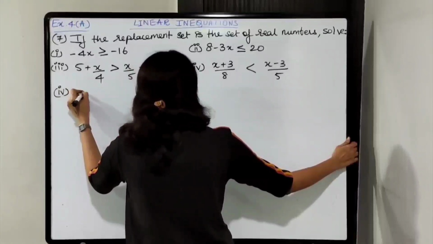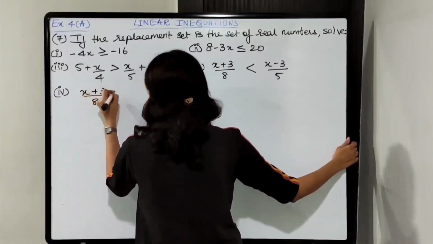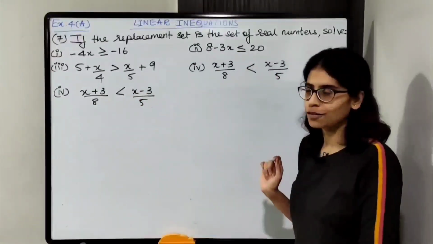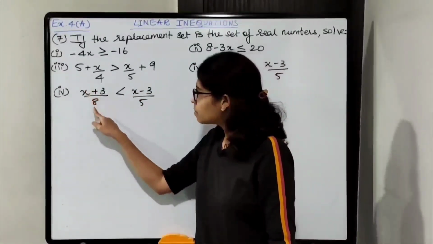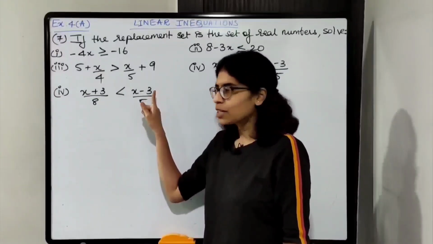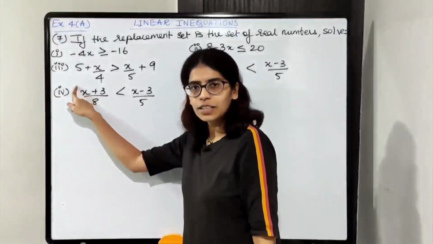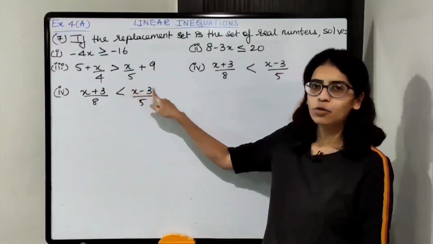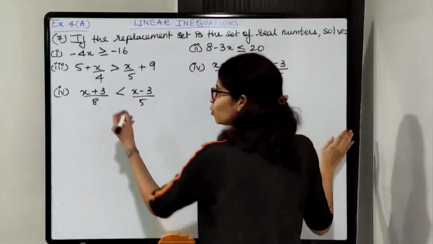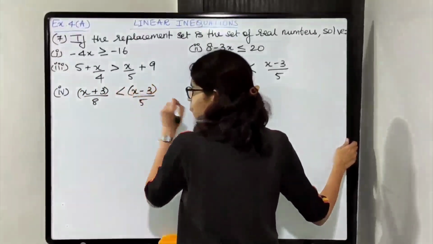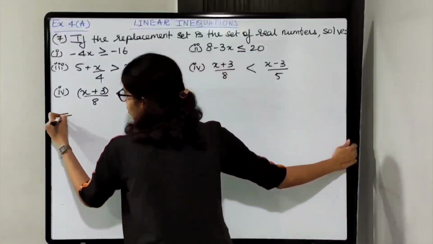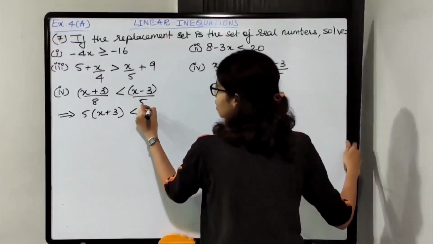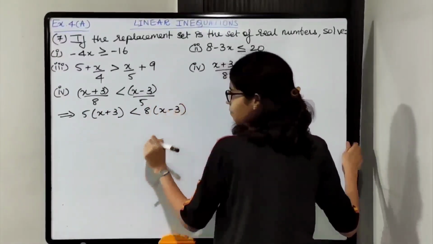Last part, x plus 3 by 8 is less than x minus 3 by 5. Here we cross multiply. Okay. So 5 को यहाँ पे shift कर देते हैं. It will be 5 into x plus 3 and 8 will shift over here. So 8 into x minus 3. Before that, put brackets. Okay. So 5 into x plus 3 is less than 8 into x minus 3.